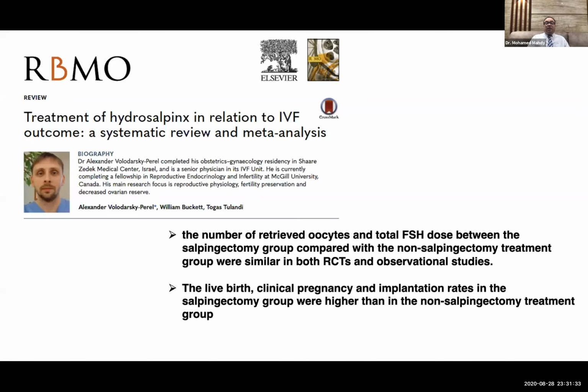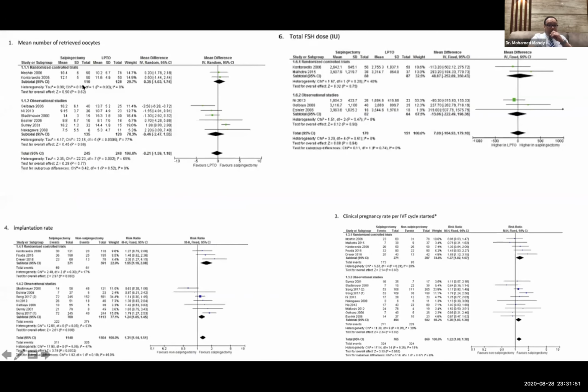Also, live birth rate, clinical pregnancy rate, and implantation rate in the salpingectomy group were higher than in the non-salpingectomy group. So this recent meta-analysis showed that there is no harmful effect of salpingectomy on the outcome of ICSI.